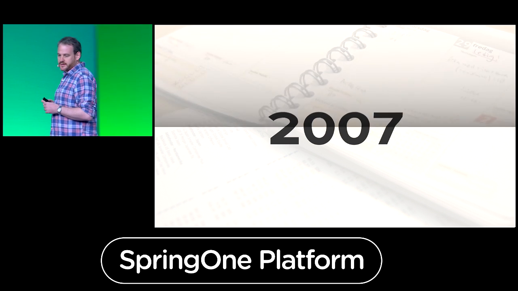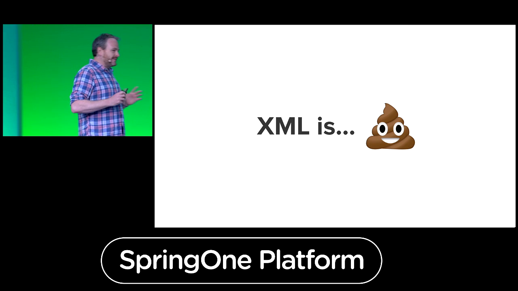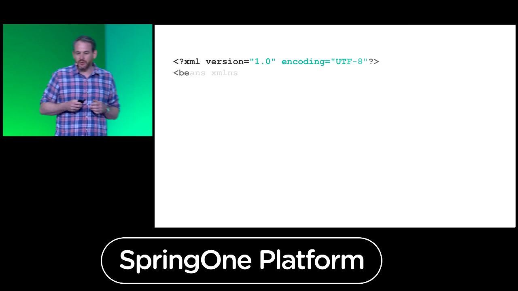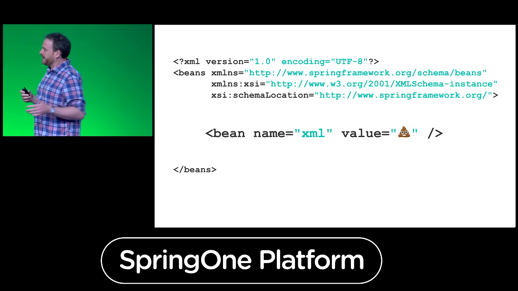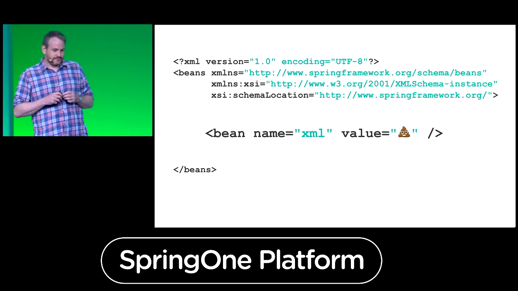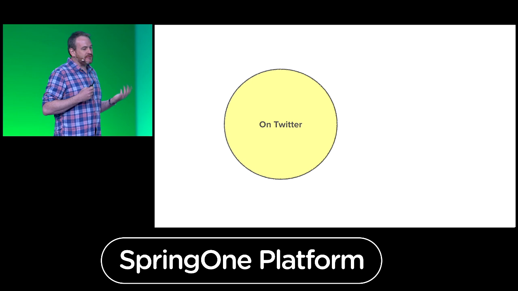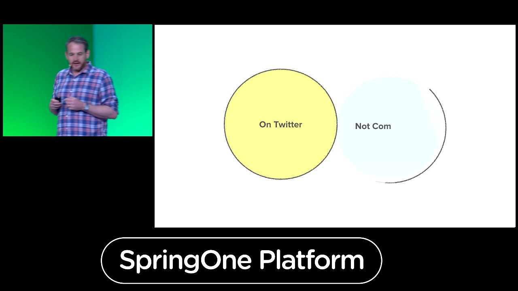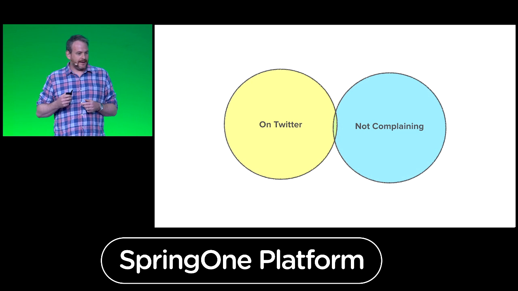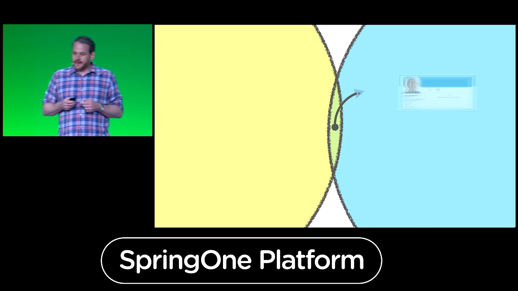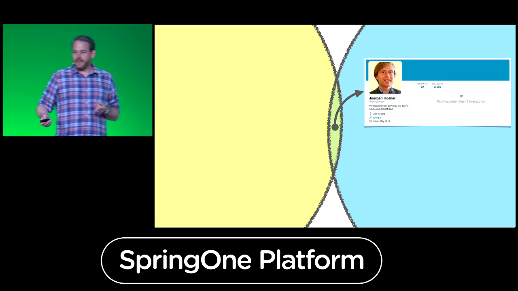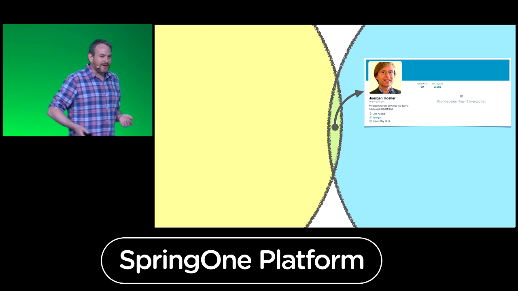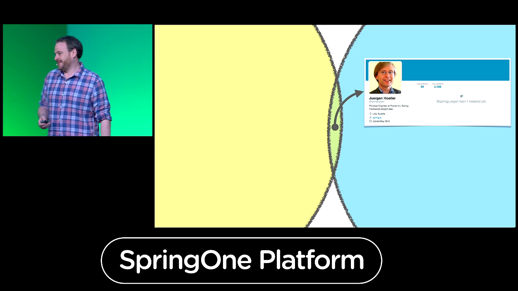And in 2007, the feedback that people were giving us was, XML is not so good. Or more formally, angle brackets XML is a little bit long. So you can't take everything that's on Twitter too seriously. If you look at the people that are on Twitter, and you overlap people that actually aren't complaining, there's basically one person, and that's Spring Jürgen, and he doesn't even tweet.